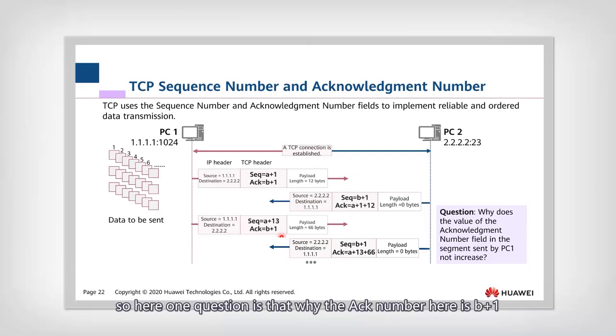One question is why the ACK number here is B plus 1 and the ACK number here is still B plus 1? You may notice that this is because this packet is a pure acknowledgement packet. It has no payload; the payload here is 0. So PC1 didn't receive any more bytes after this message, and the next byte it is expecting is still B plus 1. So it's not changed.